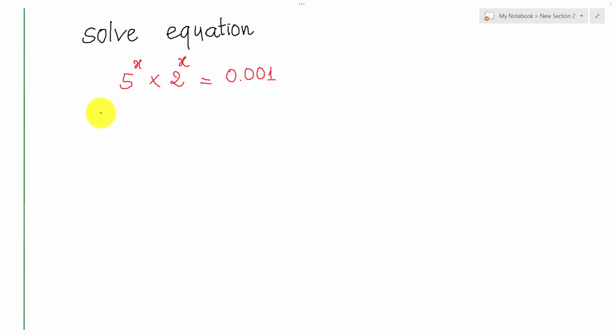Today I have one exercise, as on screen. The equation is y to the power 8 multiplied by 2 to the power 8 is equal to 0.001.